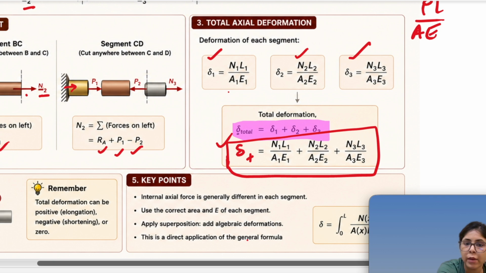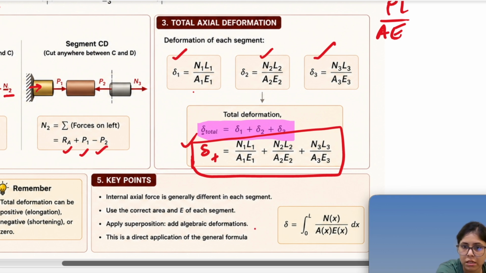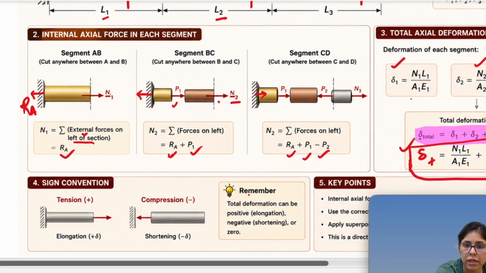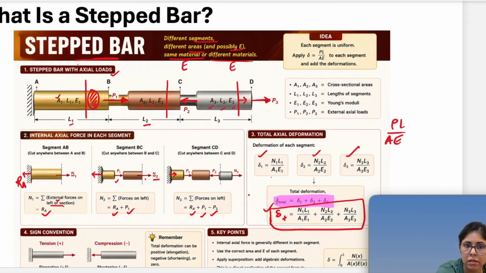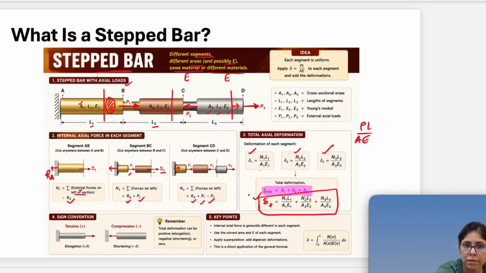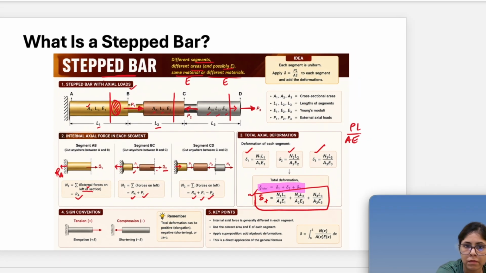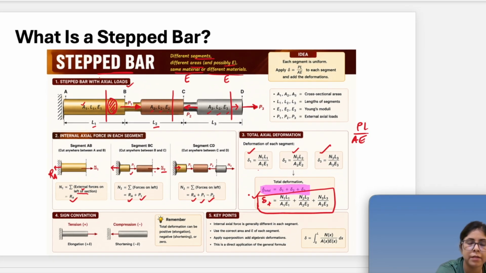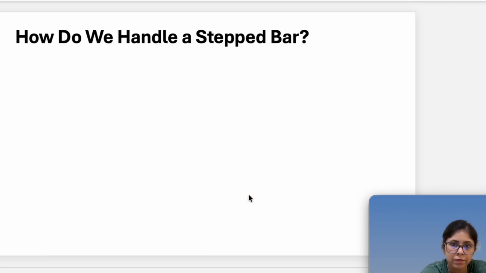Now this is a direct application of the general formula. This is the general formula. We are just integrating, but here we have segments, so we just added them. Okay, so this is how we calculate in a tapered bar. Right. Now let's see, we saw everything, like how we will handle the stepped bar.